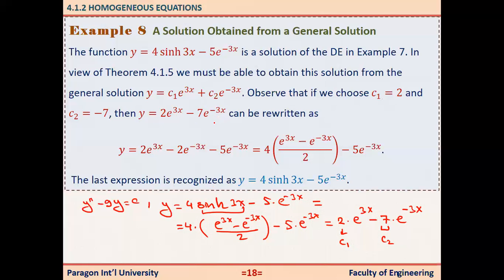All right. So you should not get confused that, okay, this is a solution, but is it possible? If this is one of the solutions of the given equation, then we are sure that it is just a linear combination of these two functions. Okay.